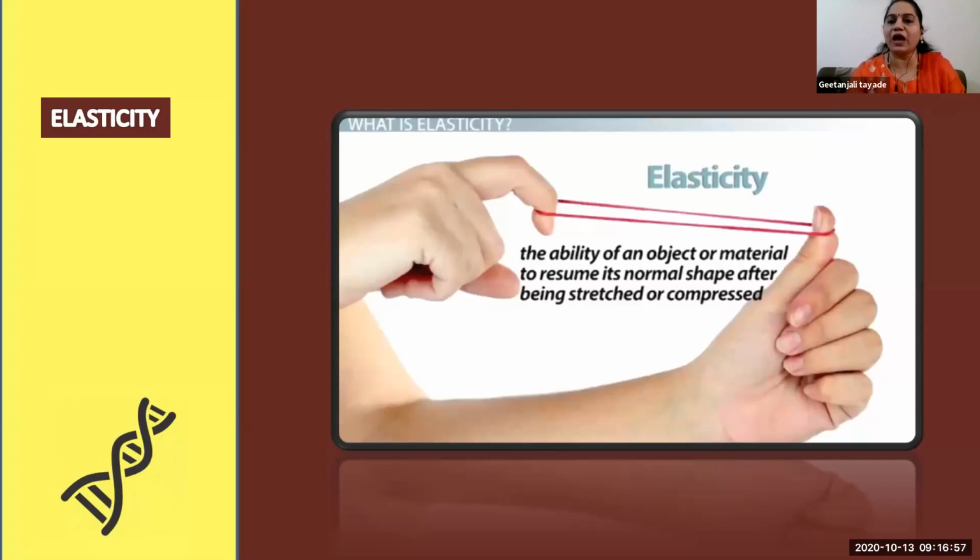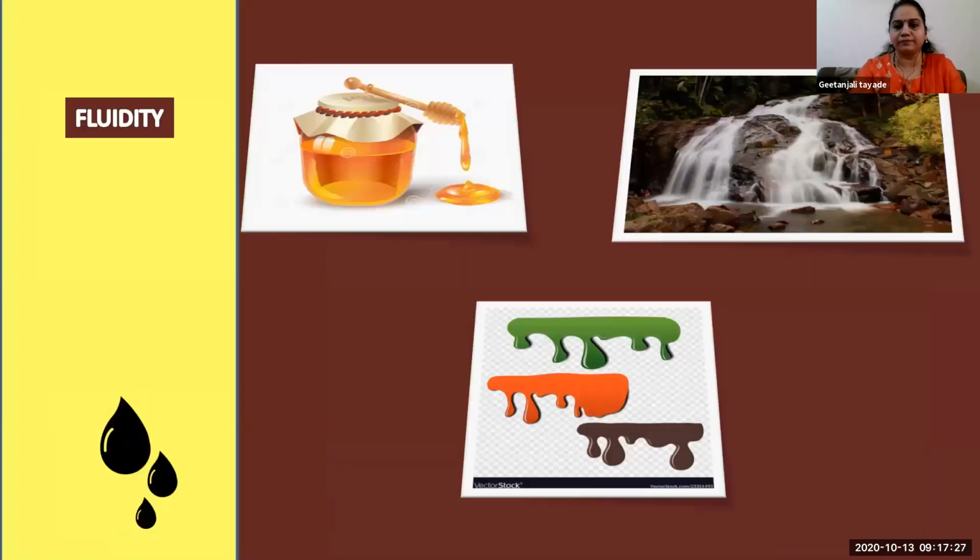For example, if you have a sponge ball at your home and you press that sponge ball, you are applying a force on it. When you release that force, it will again become a circular ball. When you press it, it gets pressed down, and when you release the force, it again gets the circular shape. That property of a substance is called elasticity. Rubber and sponge have such a property of elasticity.